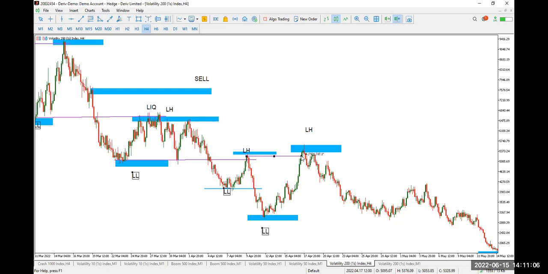There was a liquidity grab here. The market grabbed liquidity here and broke structure again. So this is what we call a liquidity grab here.